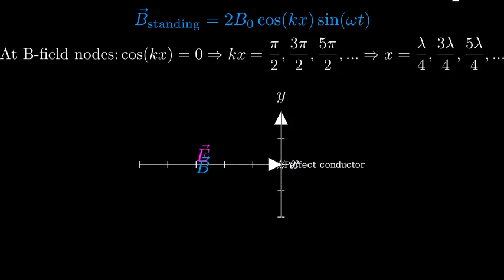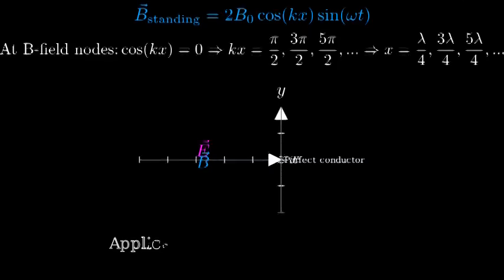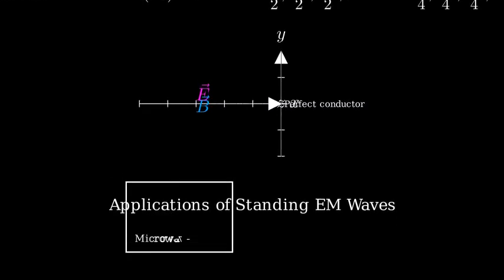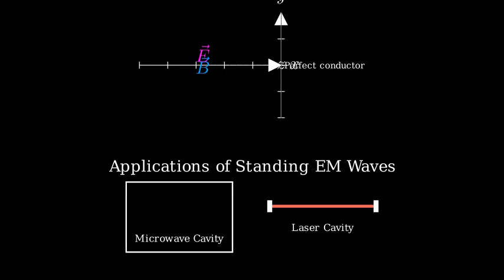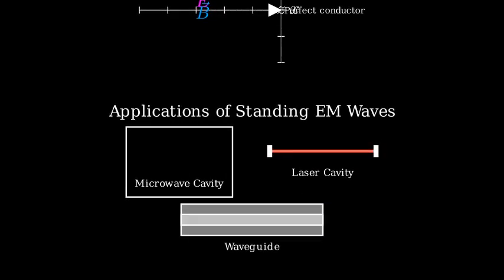Standing electromagnetic waves have numerous important applications in modern technology. For example, they form the basis of microwave cavities used in microwave ovens and particle accelerators. In these cavities, the electromagnetic wave bounces back and forth, creating standing wave patterns. These waves are also crucial in the operation of lasers, where light reflects between mirrors to create standing wave patterns. Another application is in waveguides and transmission lines, where standing waves can form when there is an impedance mismatch.